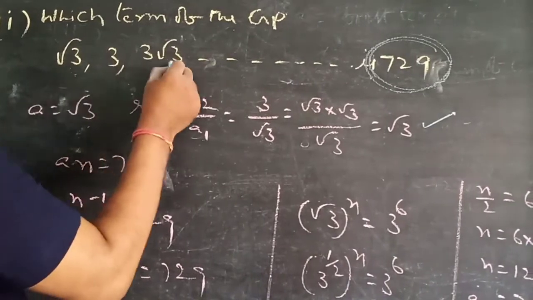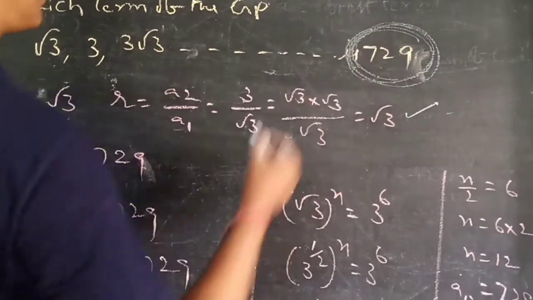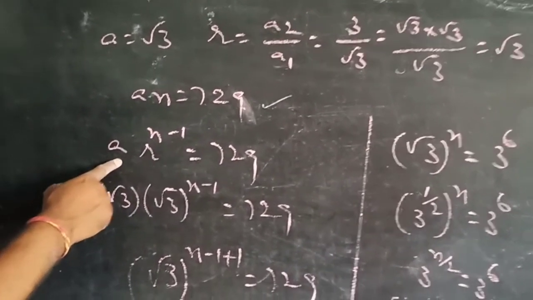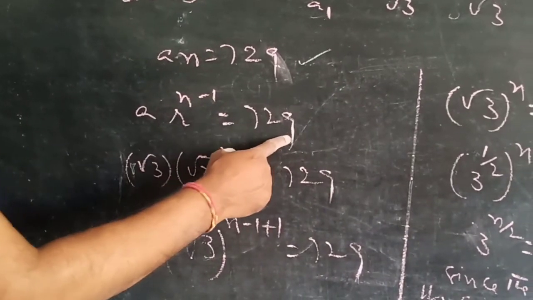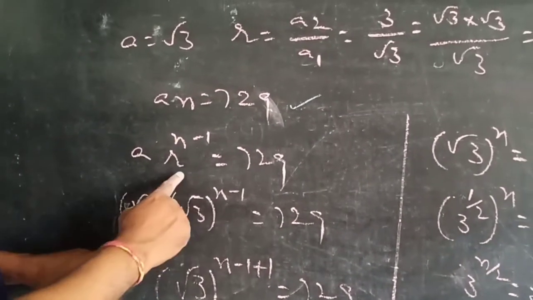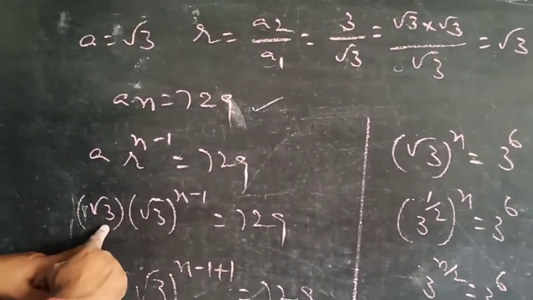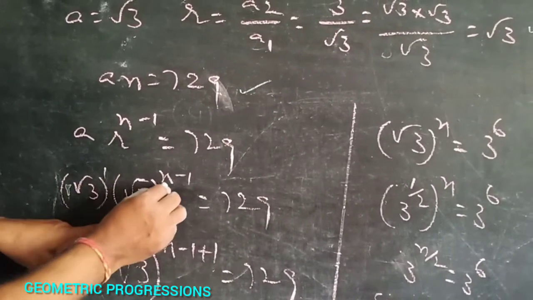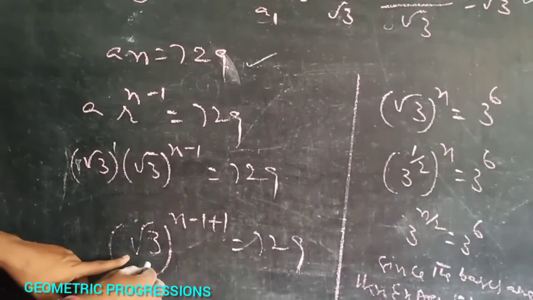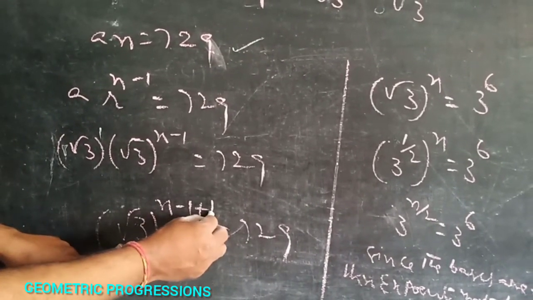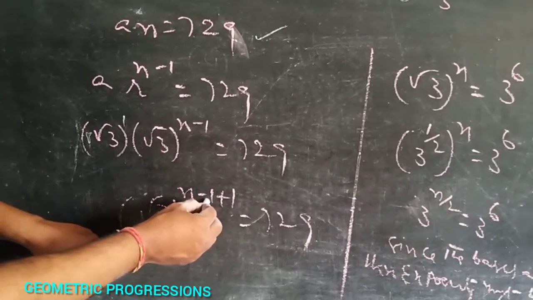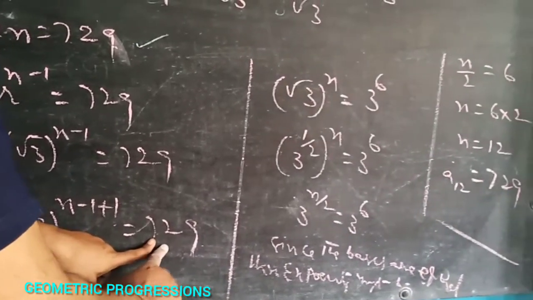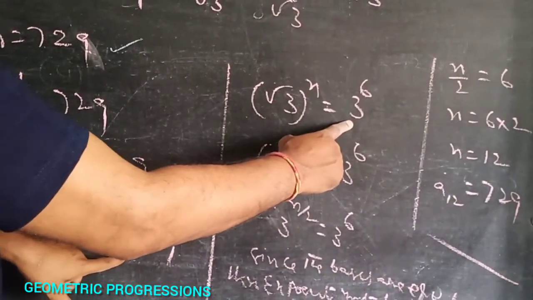It is the first term, second term, third term; 729 is which term? It is the nth term. So a_n equals 729. The a_n formula: a into r to the power of n minus 1 equals 729. a equals root 3 and r is also root 3. Root 3 into root 3 to the power of n minus 1 equals 729. By the rule a to the power m into a to the power n is a to the power m plus n, root 3 whole to the power of n minus 1 plus 1 is equal to 729. Plus 1 minus 1 cancel. So root 3 to the power of n is equal to 729, which is written as 3 power 6; 3 power 6 equals 729.